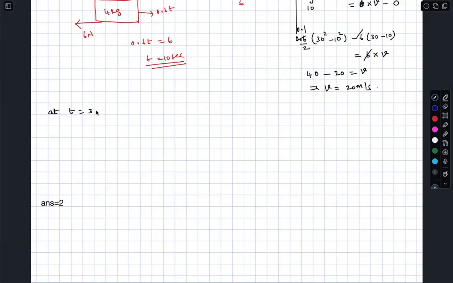At t equals 30 seconds the picture is... ECL students are out for 1 minute.